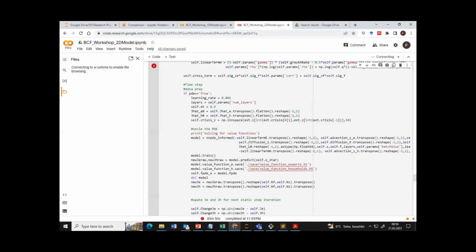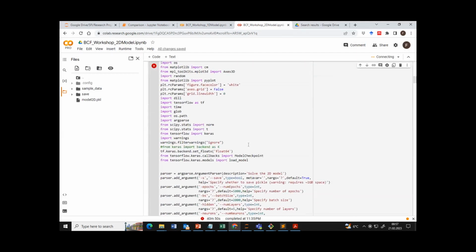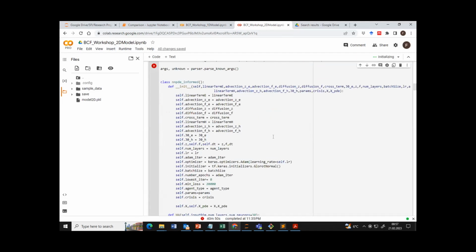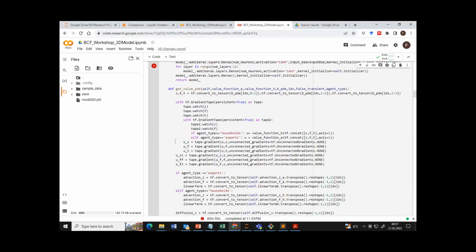Okay, so let's say you have a 2-dimensional model. You write a similar piece of code, except that now your PDE solver is going to take the advection and diffusion coefficients of these 2 dimensions as well as the state space. What's different here is the way you compute partial derivatives, sorry, the way you compute df by dz and so on and so forth is slightly different.